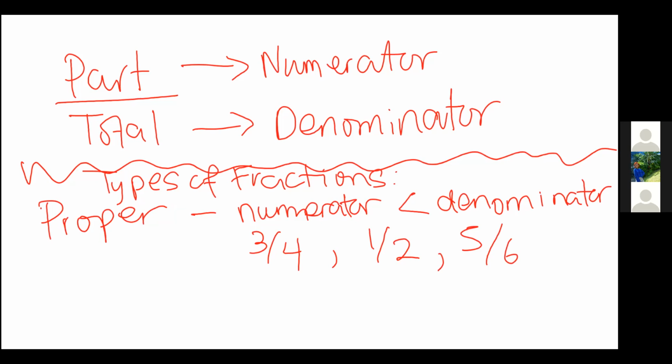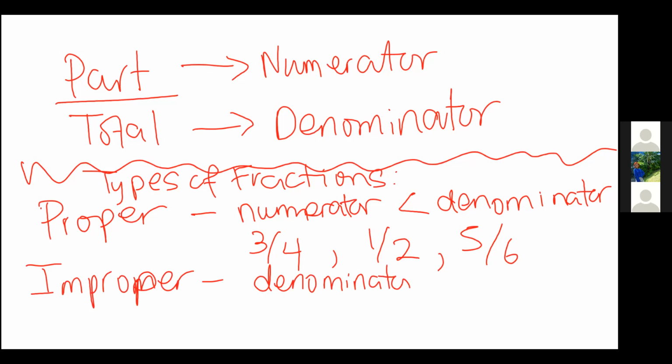Everything looks normal. It's proper. The top is smaller, the bottom is larger. The improper would be the reverse. My denominator is less than my numerator. So for example, this would now be 4 out of 3, 2 out of 1, 6 out of 5.